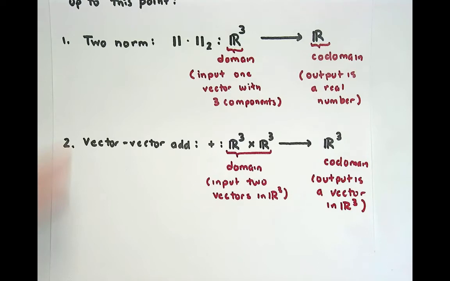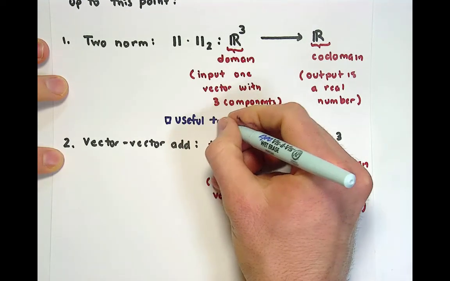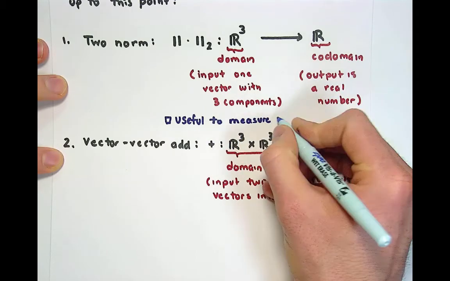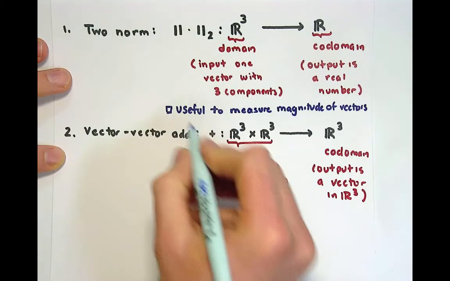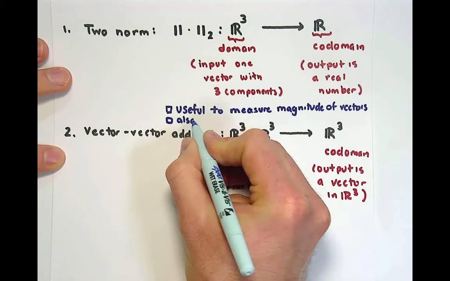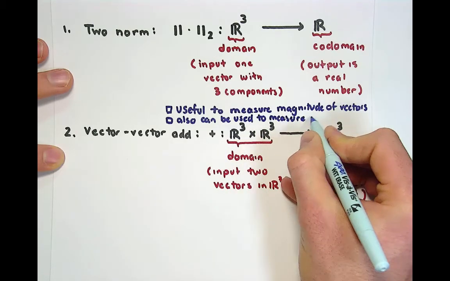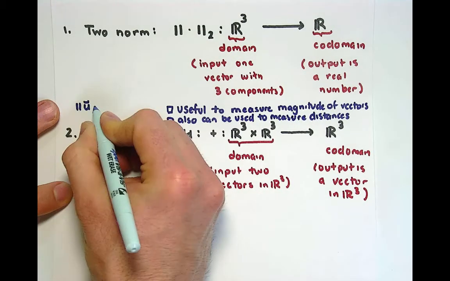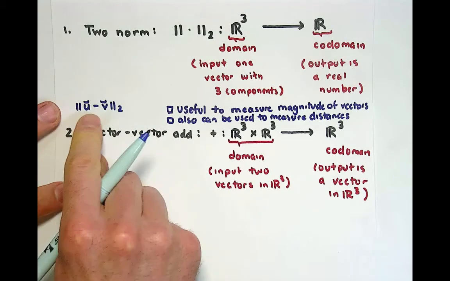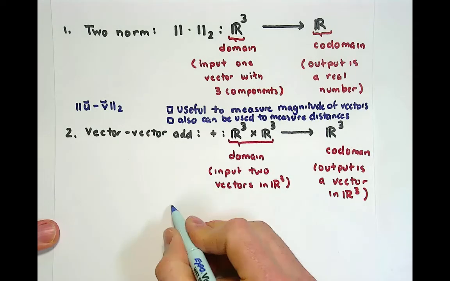I think it's actually worth noting now, rather than in a little bit, the physical significance of each of these. The 2-norm was used to measure the length, or some people call that the magnitude, of vectors. And it also can be used to measure distance between vectors. We haven't talked a lot about this in the videos, but we did do some problems like this. If I take the 2-norm of vector u minus v, that's the measurement of the distance between those 2 vectors.